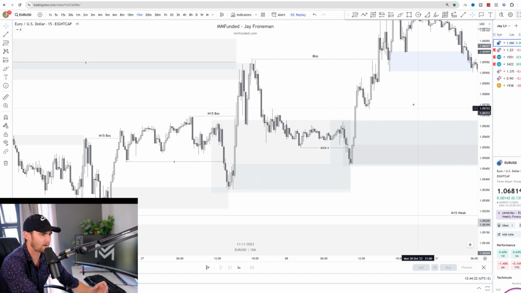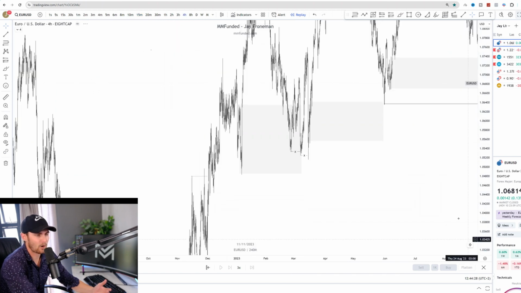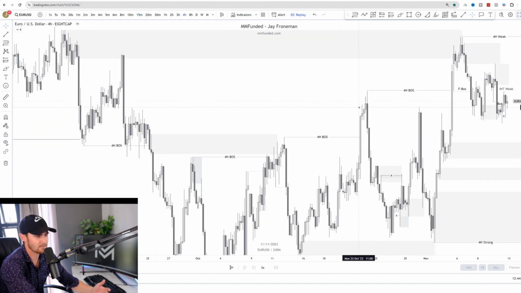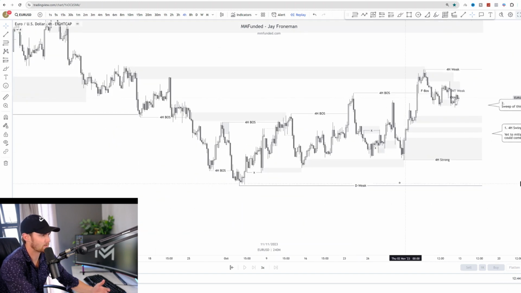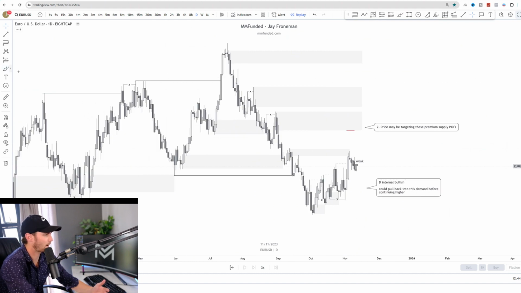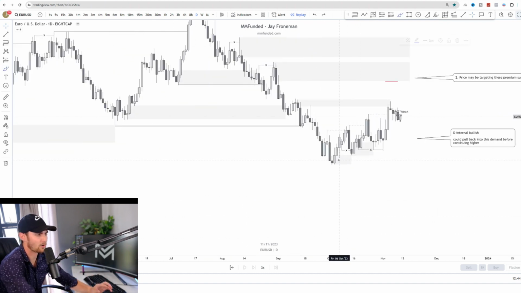But again, it was the model of accumulation, manipulation, and distribution. Okay, so if we have a look at the 4-hour time frame, just to get some context on EU, and this is exactly what I discussed with my members, even if we look at the daily, just to get more context on the 4-hour, we've had our daily break of structure. So what can we expect is the start of that daily pullback.